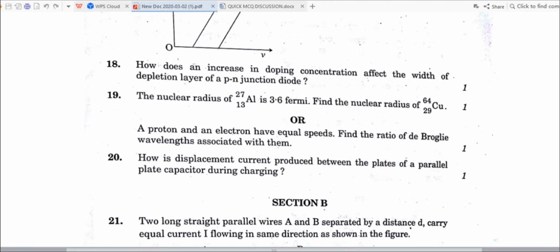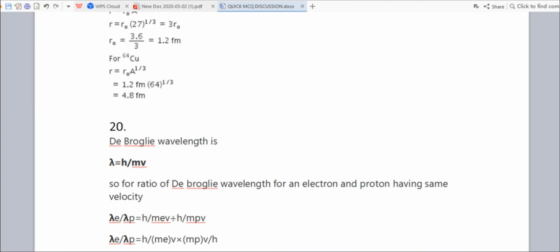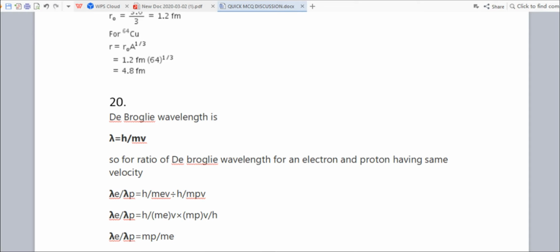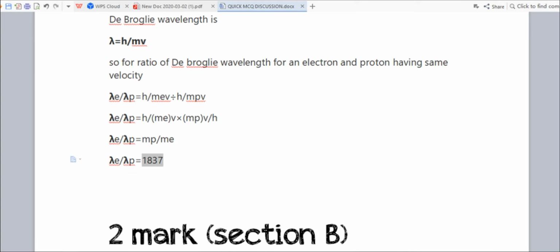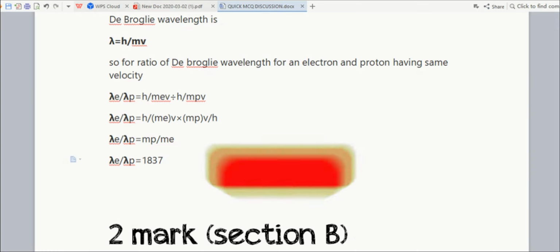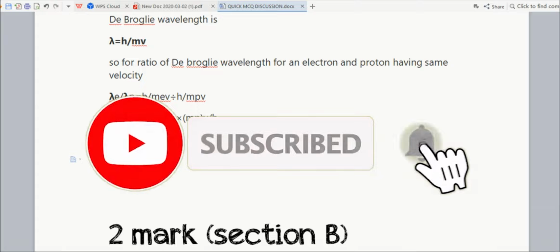In the OR part, a proton and an electron have equal speeds. Find the ratio of de Broglie wavelengths associated with them. We know that de Broglie wavelength equals h by p. p is momentum, and momentum is mv. On putting values of these, we get this as 1837. So that's it for section A. I'll be uploading part 2 soon, today itself.